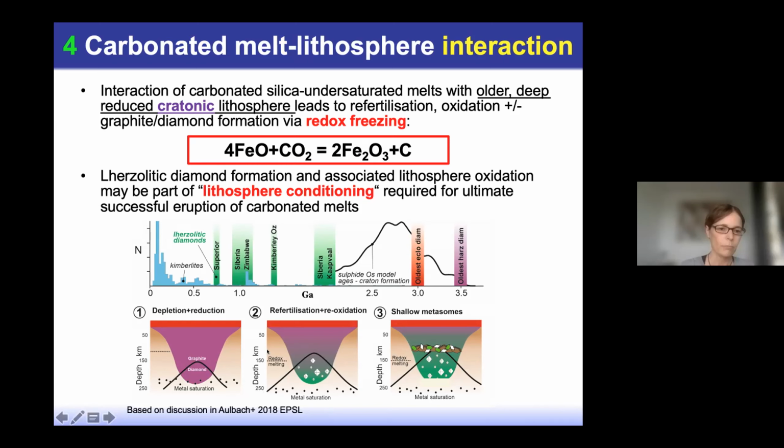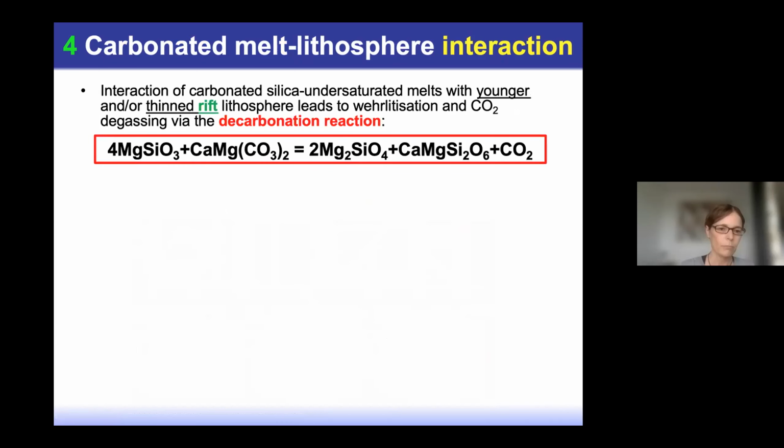And this is shown schematically here in this cartoon at the bottom. In contrast, when we go to thinner continental lithosphere, such as in rift settings, what we frequently see is wehrlite xenoliths as part of peridotite xenolith suites. And so this is a different reaction that these are testifying to, which is the decarbonation reaction, which leads to the formation of wehrlite and CO2. So we have enstatite plus dolomite going to olivine, diopside, and CO2.